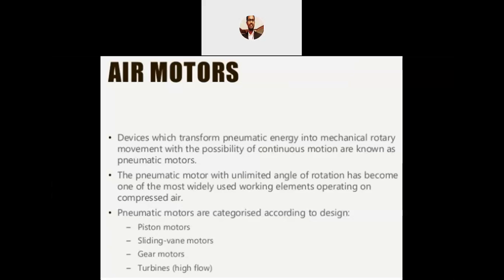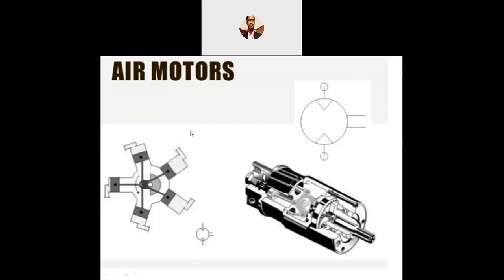are very popular and useful as working elements. Pneumatic motors are categorized according to the design: piston motors, sliding vane motors, gear motors and turbines. These are the categories of air motors. This is one example, wherein on the left side, what you can see here is an air motor with a five-piston cylinder arrangement. All five pistons' connecting rods are coupled to a single point. Is it clear? So this is a graphical representation.